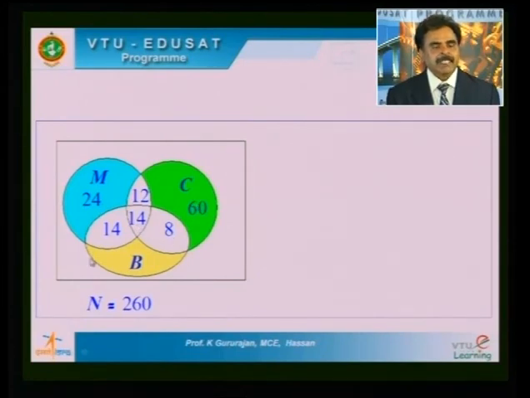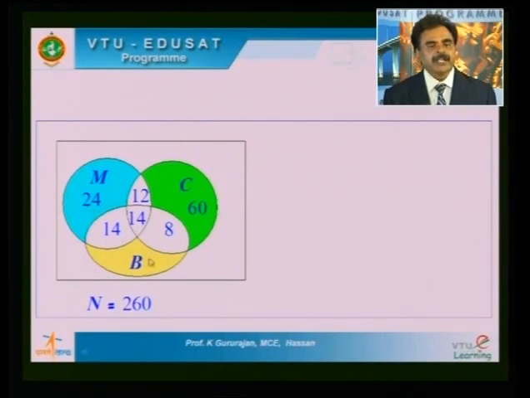Right. Now it is given that totally 64 students have studied mathematics. So this total portion is 64. So only mathematics will come out to be 24. All I need to do is add up: 14 plus 14 is 28, plus 12 is 40. Totally it is 64. So 64 minus 40 is 24.